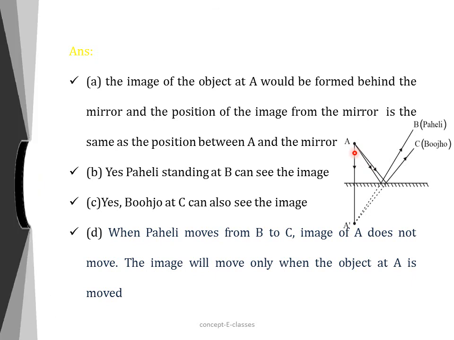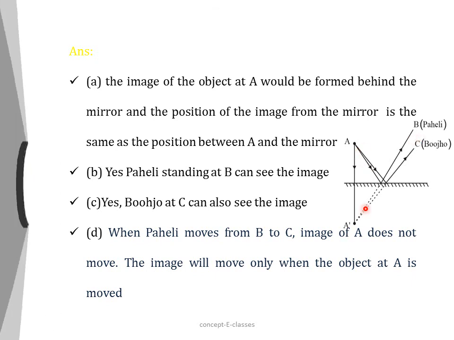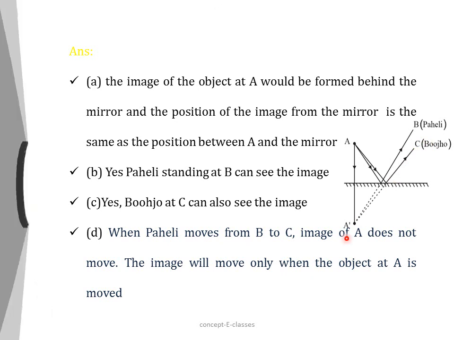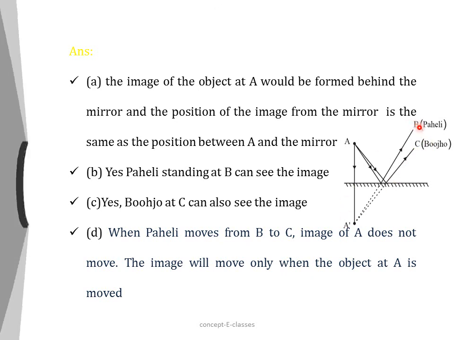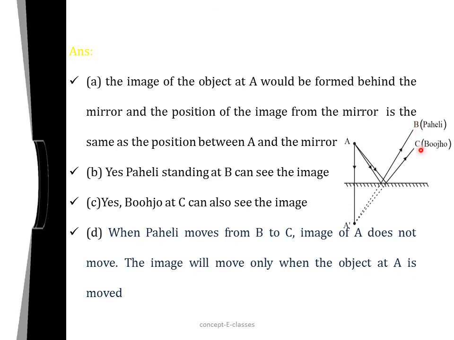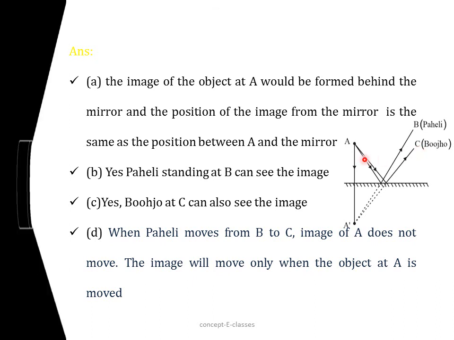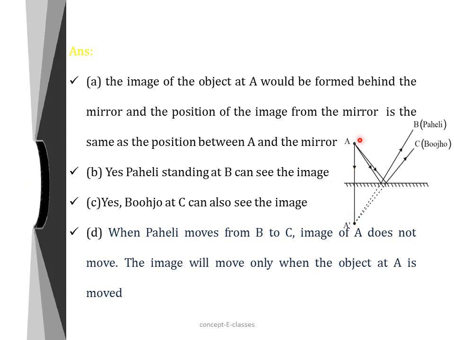Now can Paheli standing at B see this image? Yes, she is able to see. Can Boojho also see the image? Yes, Boojho standing at C can also see the image. Now when Paheli standing at B moves to C, will the image move? That is a question. No, the image of A does not move because the image will move only when the object A is moved.